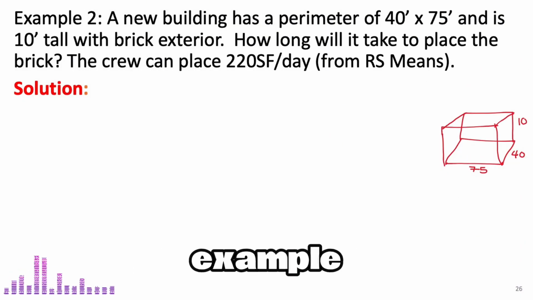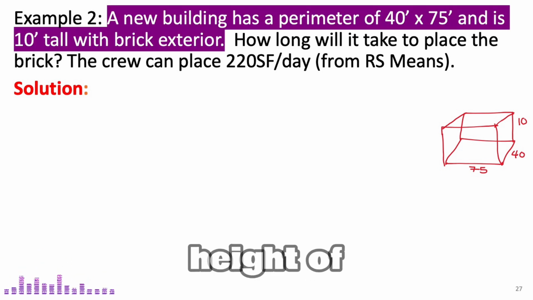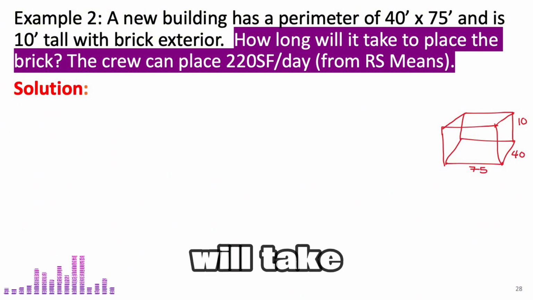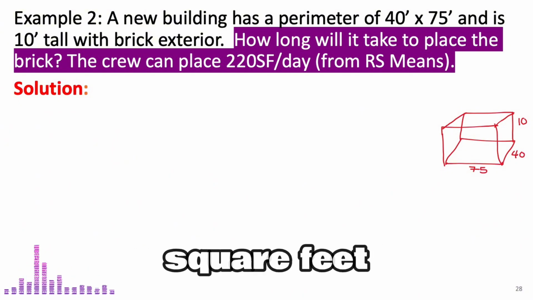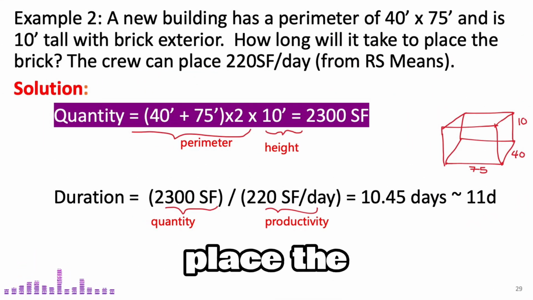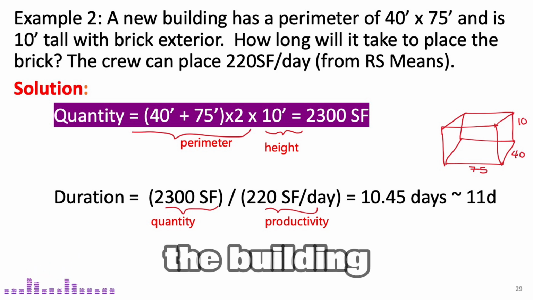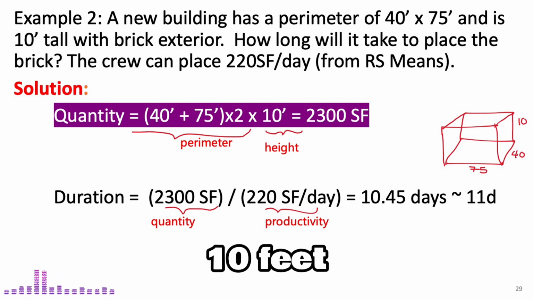Here's another example. A new building has a perimeter of 40 feet by 75 feet and a height of 10 feet with a brick exterior. The goal is to determine how long it will take to place all the brick. The crew has a productivity rate of 220 square feet per day, according to RS Means. To estimate how long it will take to place the brick for this building, we start by calculating the total wall area. The building has a perimeter of 40 feet by 75 feet, and the walls are 10 feet tall.